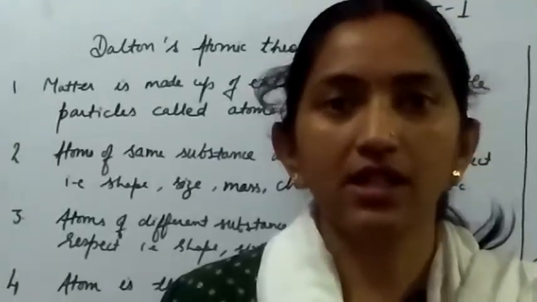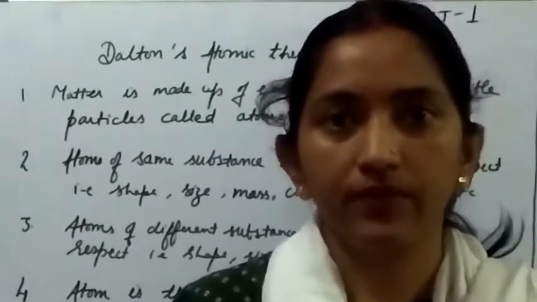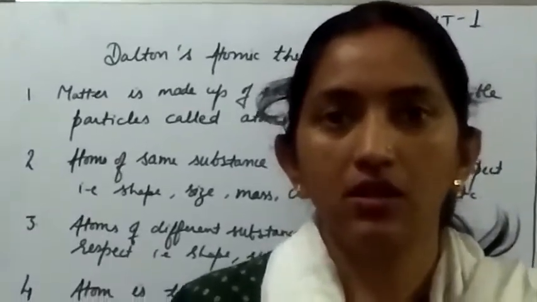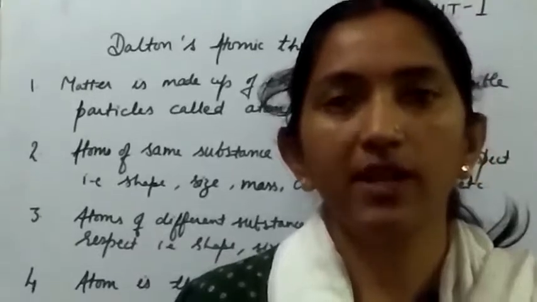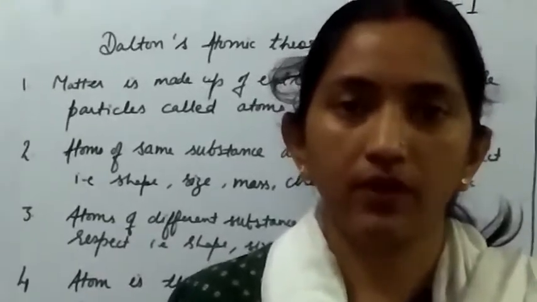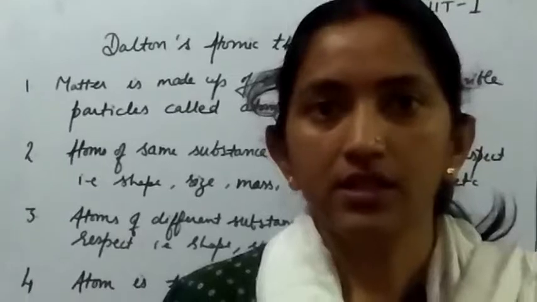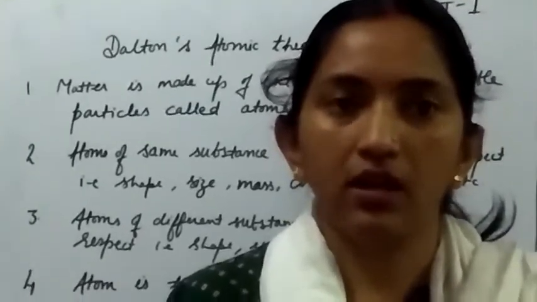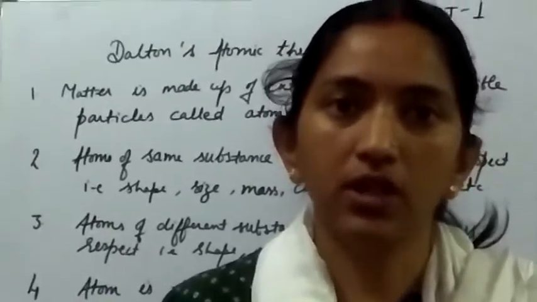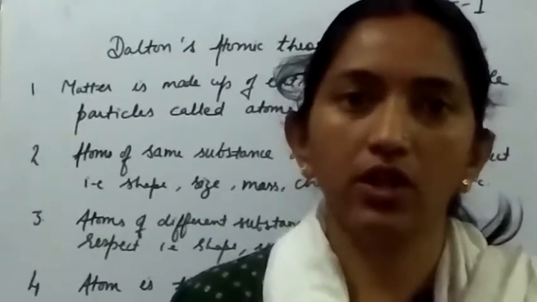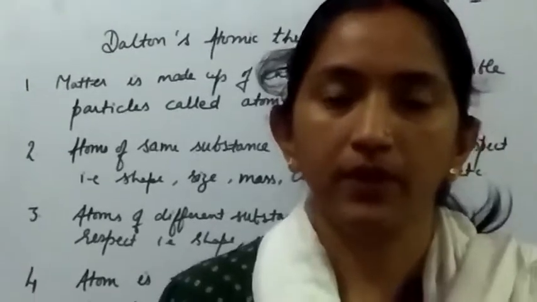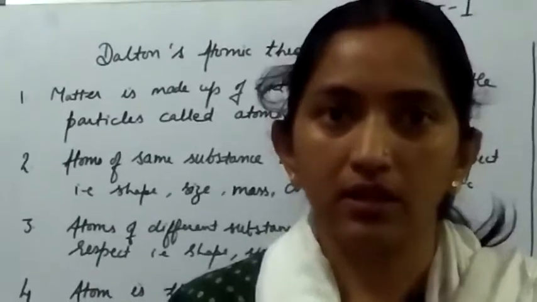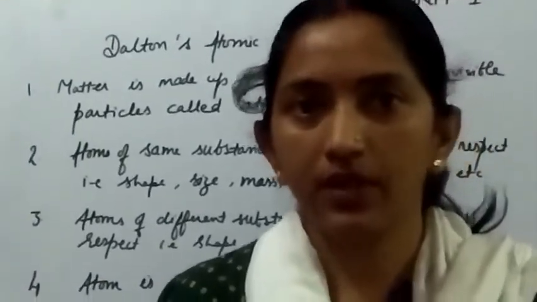In our last class, we discussed the laws of chemical combination, which were the law of conservation of mass, law of constant proportion, law of multiple proportion, and Gay-Lussac's law. Dalton, just after going through the laws of chemical combination, put forward a theory which is known as Dalton's atomic theory of matter. According to him, matter is made of the smallest particle, which is indivisible, right?